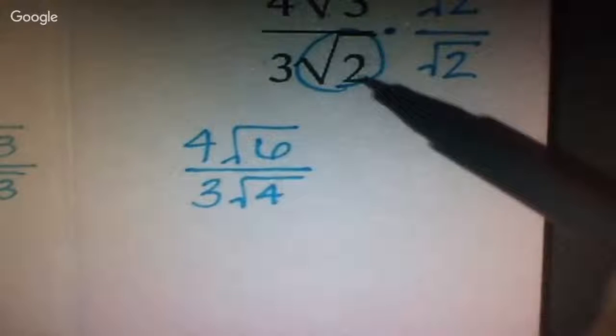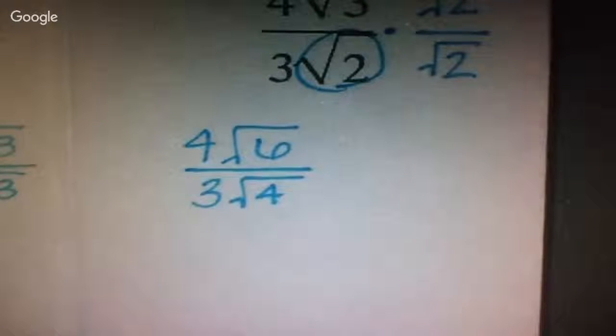We multiplied by the square root of 2 because that's what's in the bottom. That's what you're trying to get rid of. You want to multiply the top and the bottom by what you're trying to get rid of, because I want the bottom to become a perfect square so I can get rid of it.